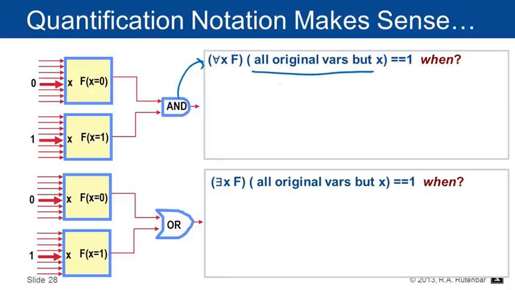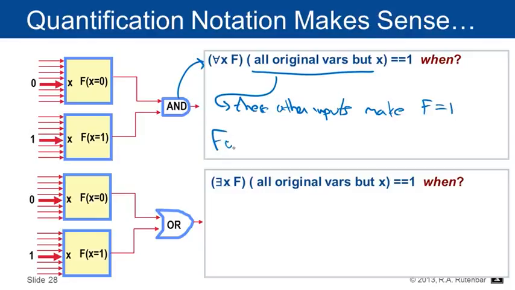All right, well, what has to be true is that these other inputs make the original value of the function f equal 1 for all values of x. That's why it's called for all x f. If for all x f is a 1, for those other variables in the function, then it must have been the case that when you put that pattern of inputs on the original function, it made a 1 for all values of x, in this case for both values of x, right?